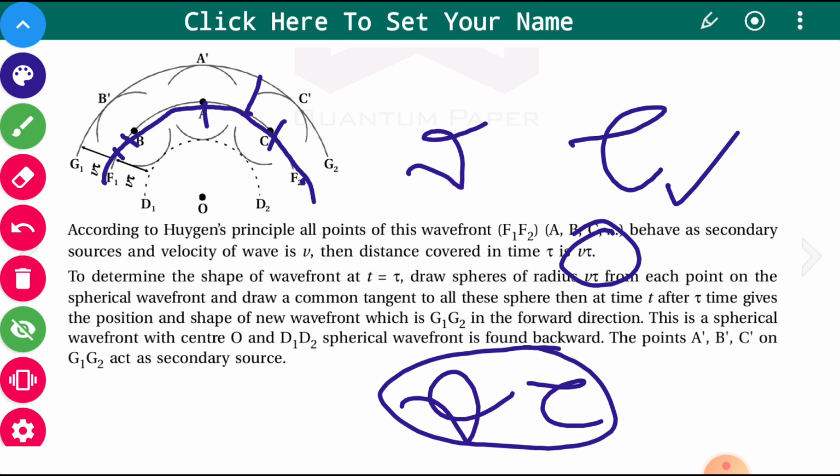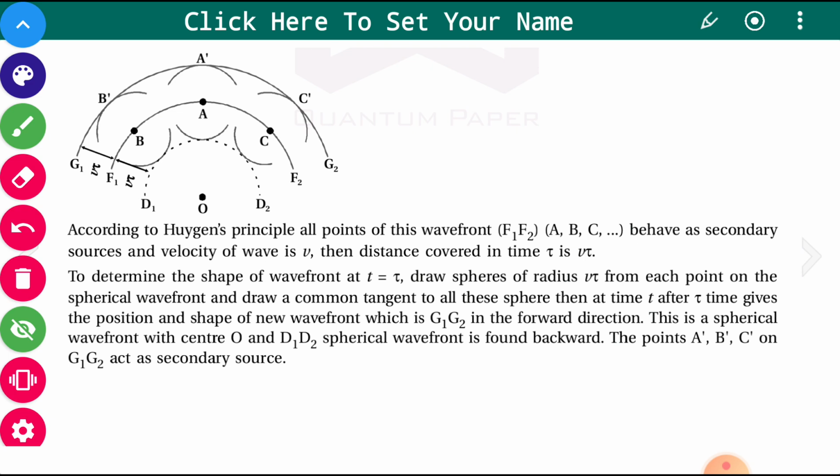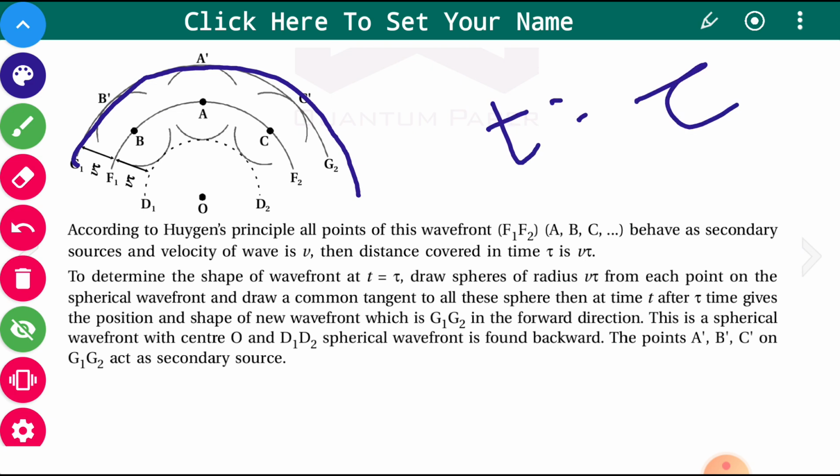Now the spherical wavefront is shown here. The new wavefront is again shown, that is G1, G2. To determine the shape of the wavefront at t = tau, say you want to find the shape of this wavefront at t = tau.